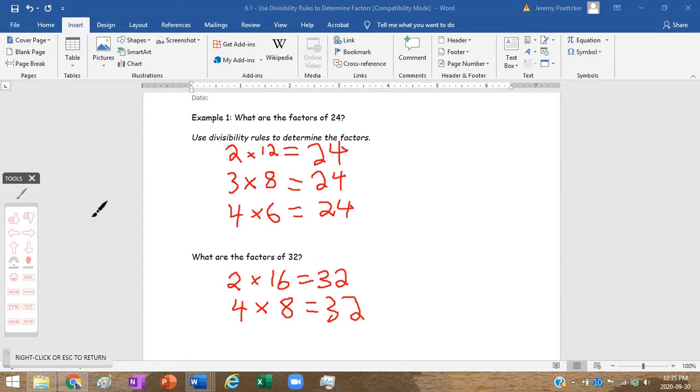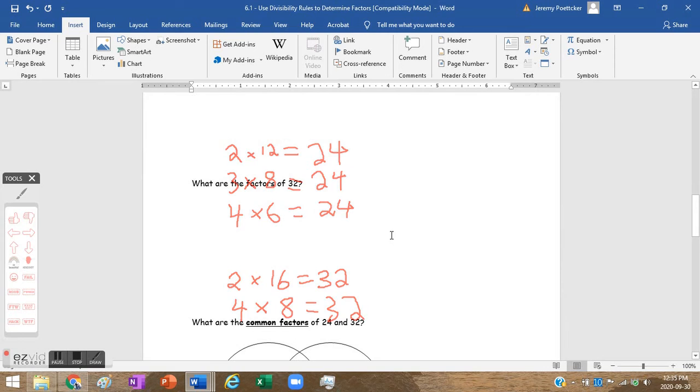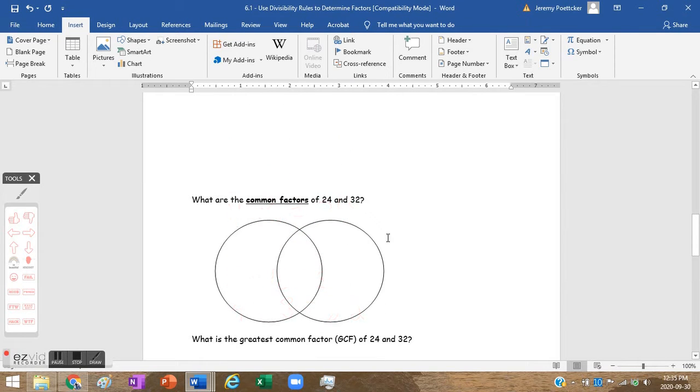Now, if we move down our page just a little bit, we need to know what the common factors of 24 and 32 are. So if we were to make a Venn diagram like this, over on this side we're going to have the factors of 24, on this side the factors of 32, and in this overlapping spot would be factors that are the same.